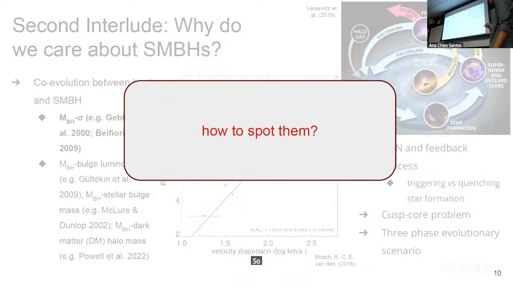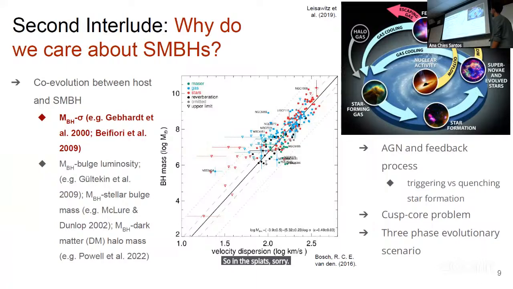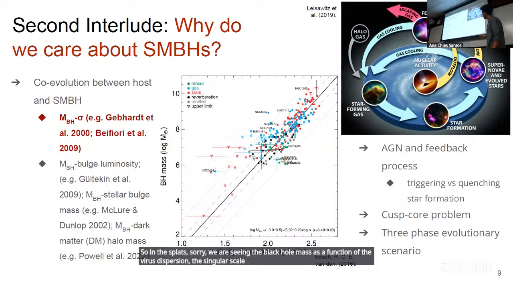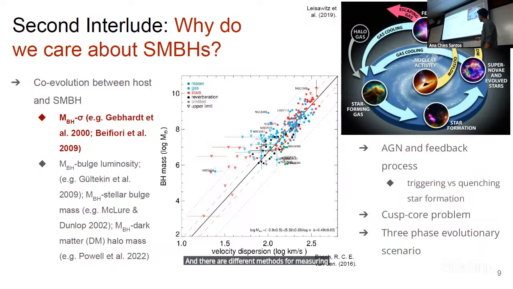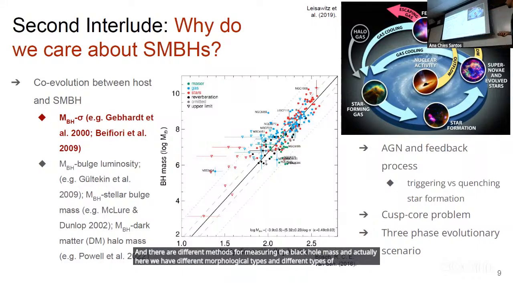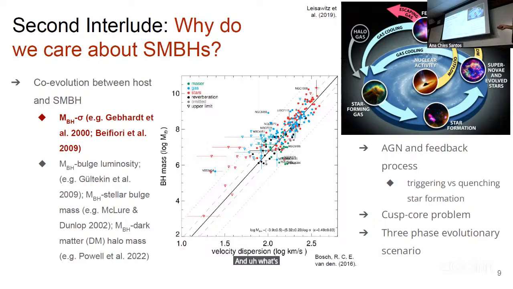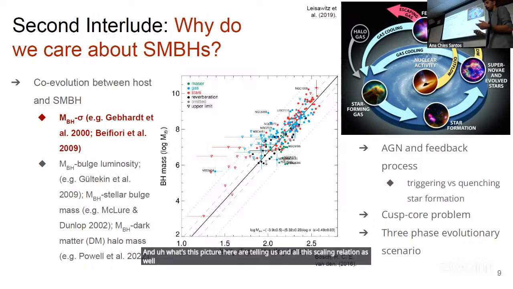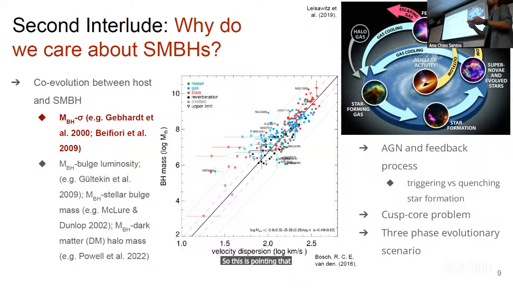So in this plot, we are seeing the black hole mass as a function of the velocity dispersion, in log scale. And this is the main relation right here. There are different methods for measuring the black hole mass, and here we have different morphological types and different types of galaxies. What this picture is telling us, and all this scaling relation as well, is that we have some kind of connection between how the galaxy evolved and how the supermassive black hole evolved within the galaxy. So this points to a co-evolution between the host and the black hole.